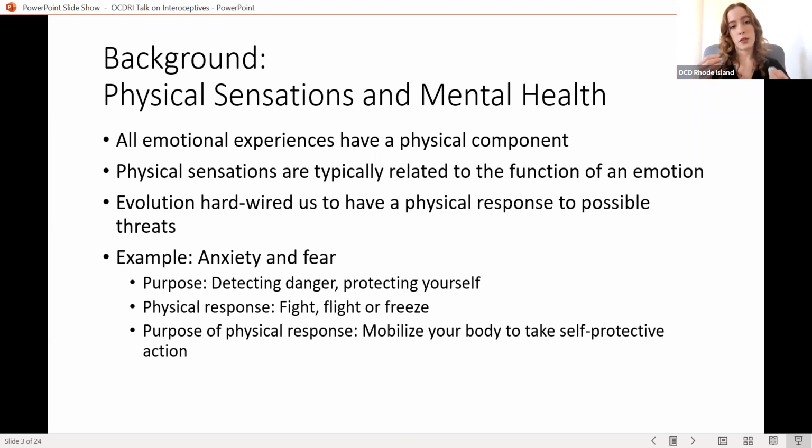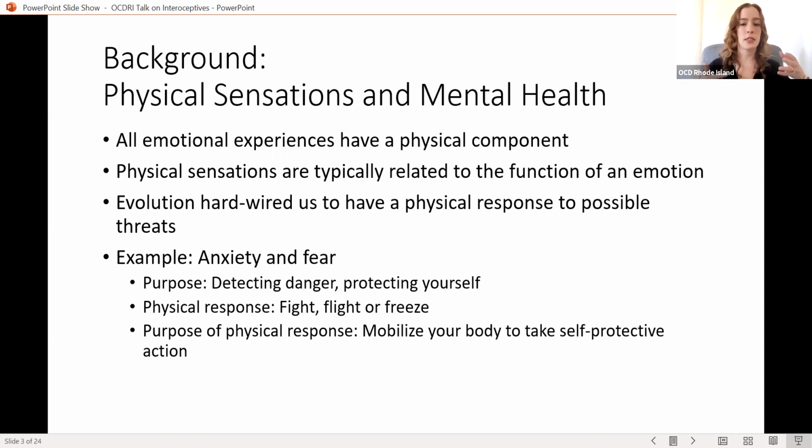So in an evolutionary context, having a really strong reaction to our emotions was a survival advantage. And this is still how we are wired. Now, the physical component of anxiety and fear serves that survival purpose directly by getting your body ready to cope with a potential danger, right? So you might have heard of the fight, flight, and freeze response.